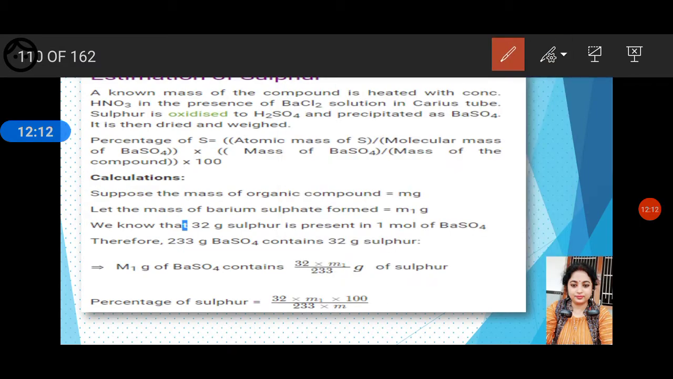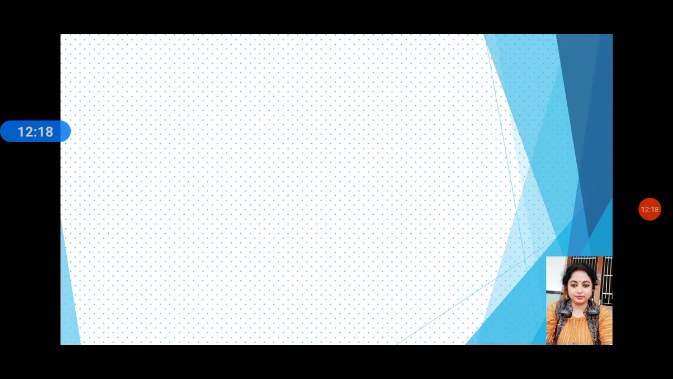For the calculation, first we will note down all the data which is given: the mass of barium sulfate, the mass of the organic compound, and how much precipitate has been formed. We will do the prior work. After that we will proceed to a formula for the percentage of sulfur.